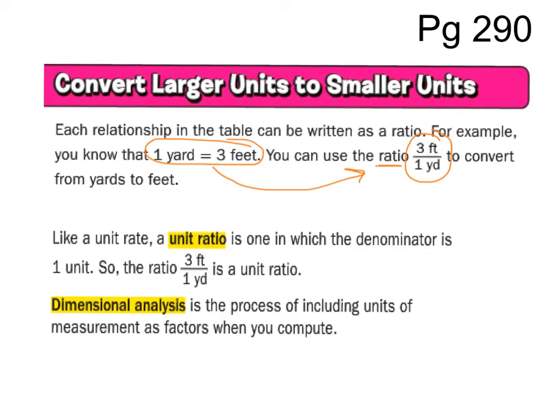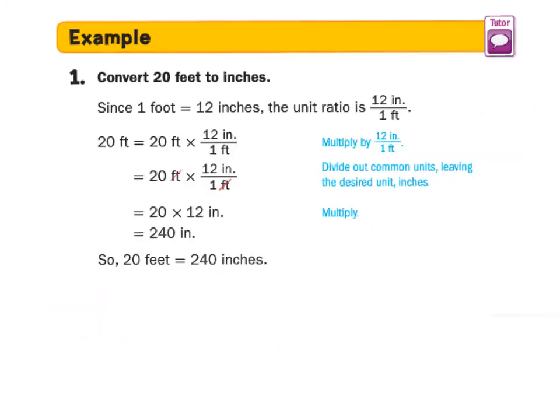And today, as we are making our changes and converting, we're going to be working with a process called dimensional analysis. It's the process of including units of measure as factors when you compute. So, like always, I really don't usually like how the book sometimes lays it out. So we're going to X that one out, and then I'd like you to do what I'm doing down here.